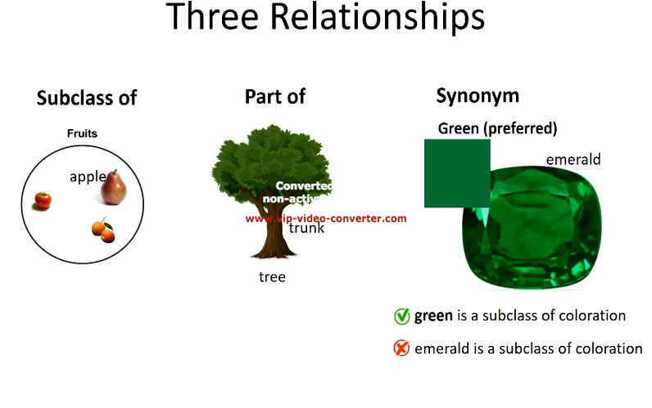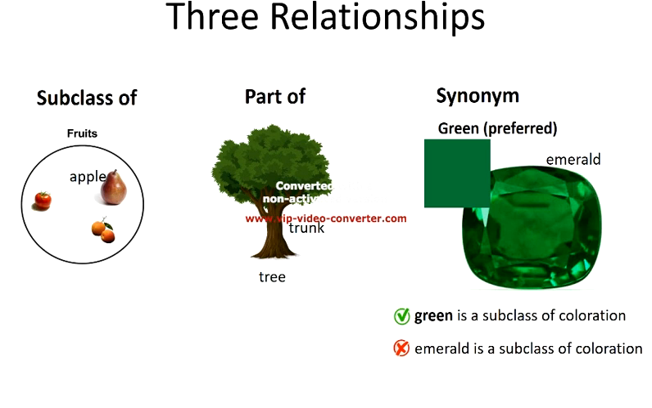We say A is subclass of B when A is a subset of B. For example, apple is a subclass of fruits. When A is a component of B, we say A is part of B. For example, a trunk is part of a tree.